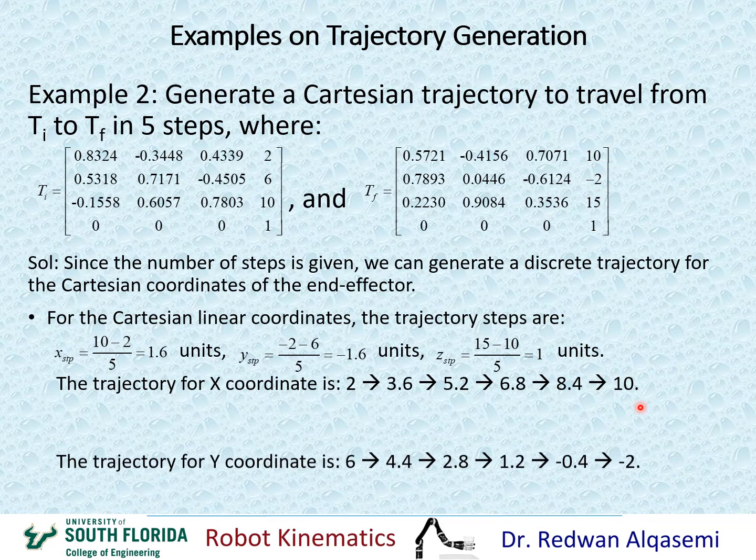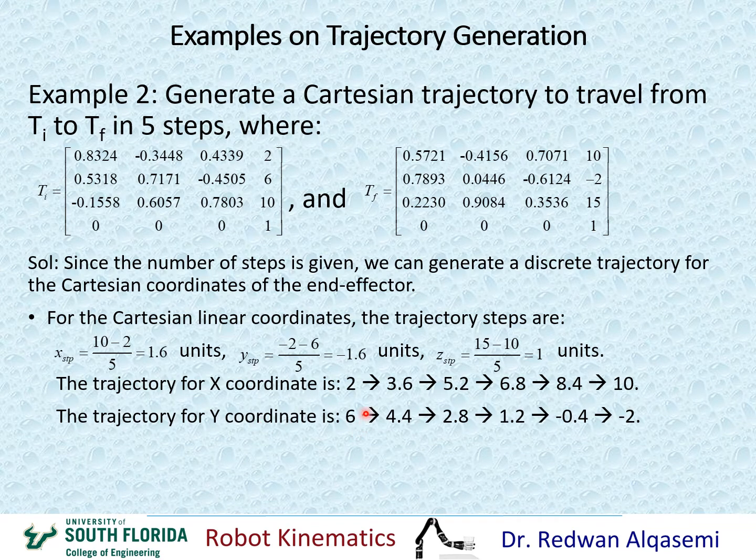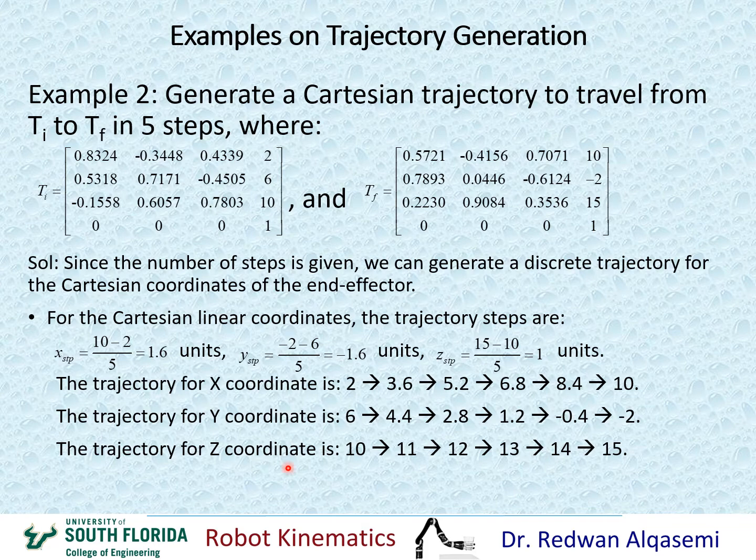Okay, we can do the same thing for the y. Again, I start with y initial, which is 6, and then the next step would be y initial plus 1 step. Okay, and then I keep going on until I reach my y final. And then the same thing for the z coordinate trajectory. I start with z initial, which is 10, and then I add to this 1 z step at each step until I reach my final z, which is 15 in this case.